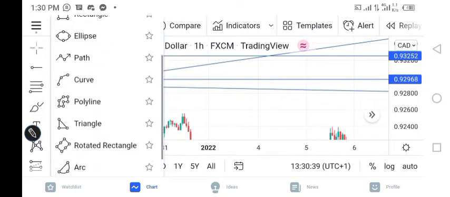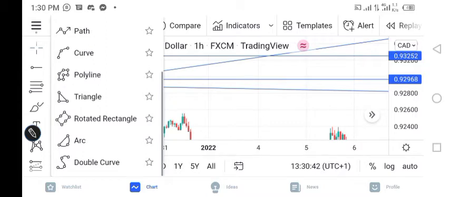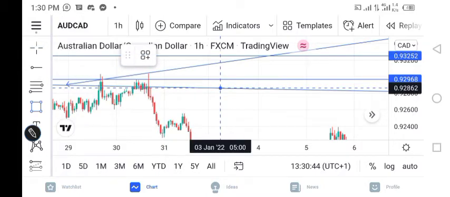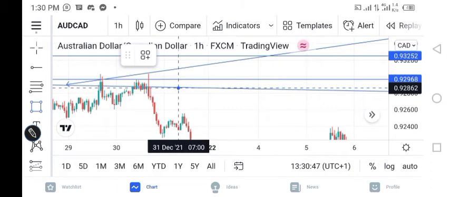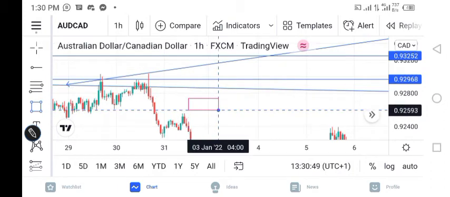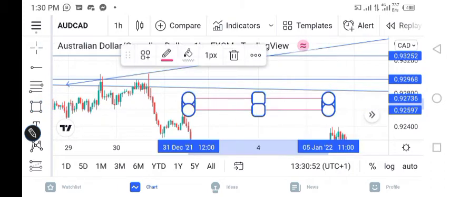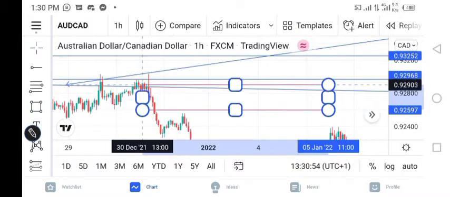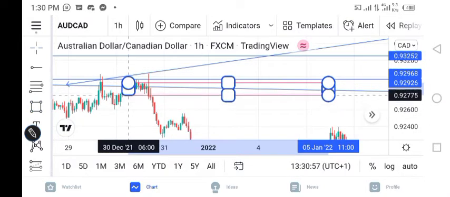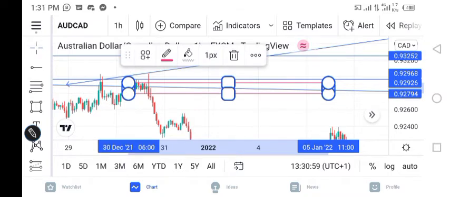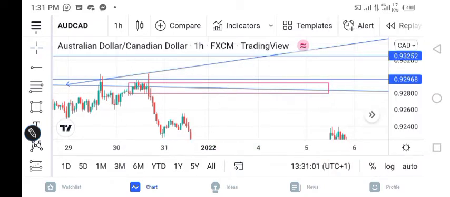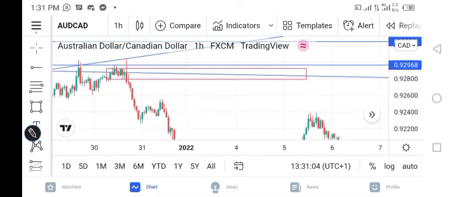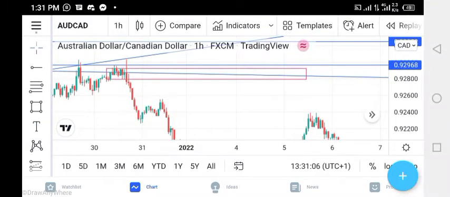I need a rectangle. Here we have our supply. We have our supply at this level, where we're expecting the market to come back to and reject. The market can come down, come back here. You can pick another sell here if the market is coming back. But the market did not come back, so we miss out.